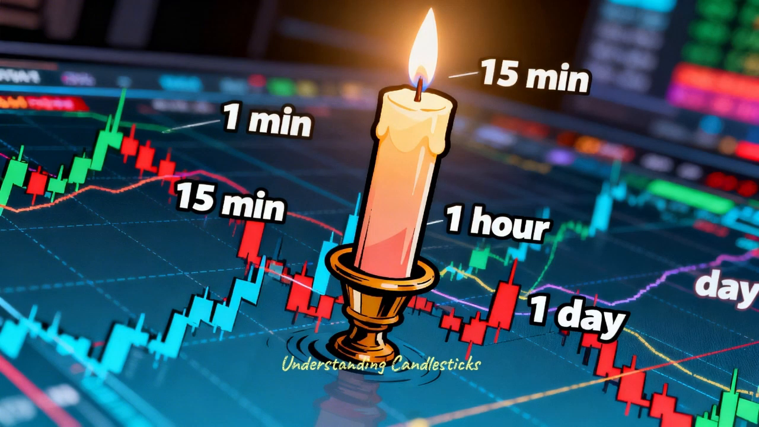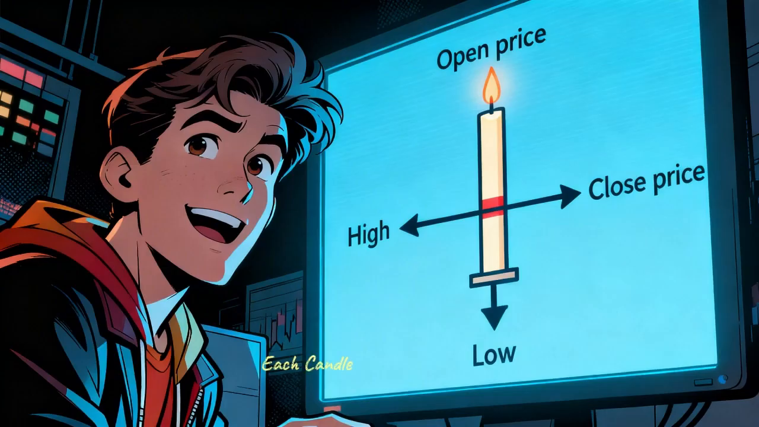Understanding candlesticks. Each candlestick represents price movement within a specific time period, for example, 1 minute, 15 minutes, 1 hour, 1 day. Each candle has 4 key parts: open price, close price, high, low.